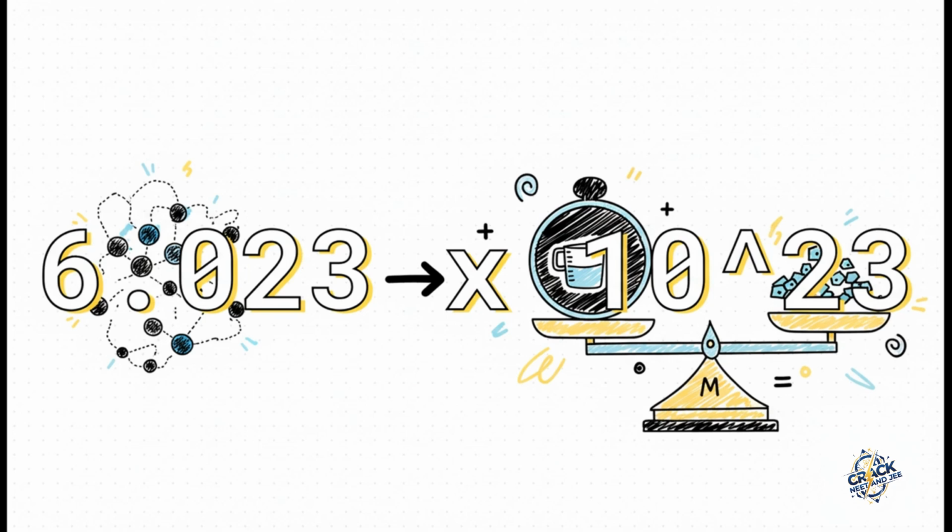It is an unbelievably huge number. If you had a mole of pennies, you could give every single person on Earth a stack of them that reaches the moon over 1,000 times. It's a number so big it's hard to imagine, and it's the key to everything we're about to do.